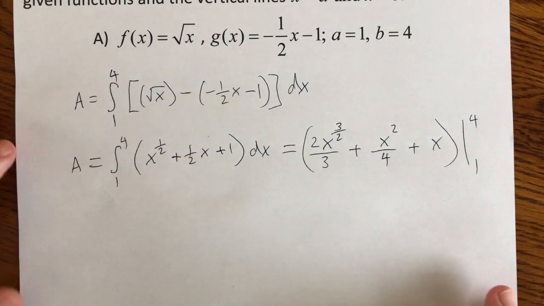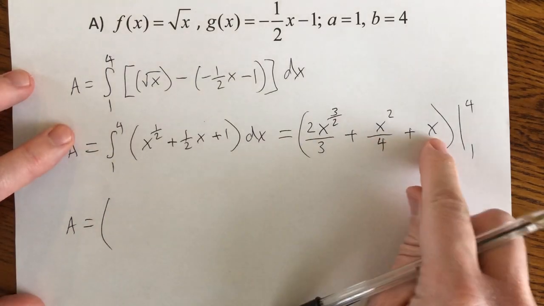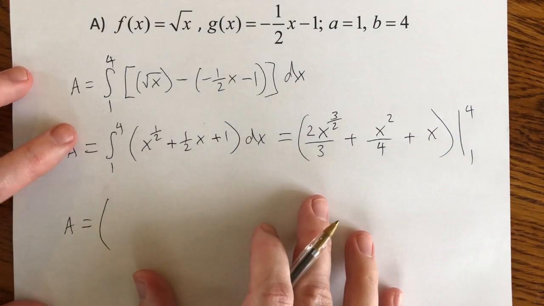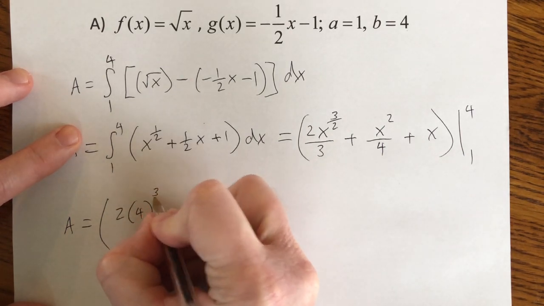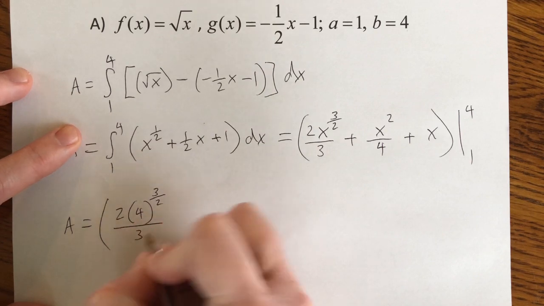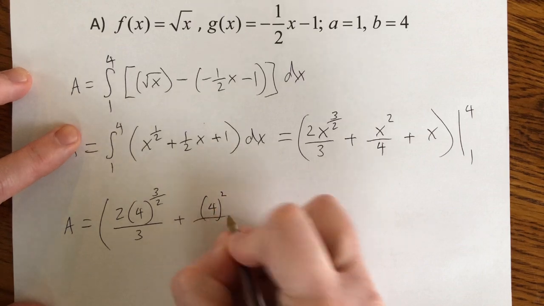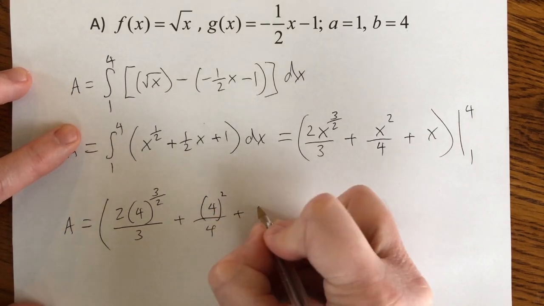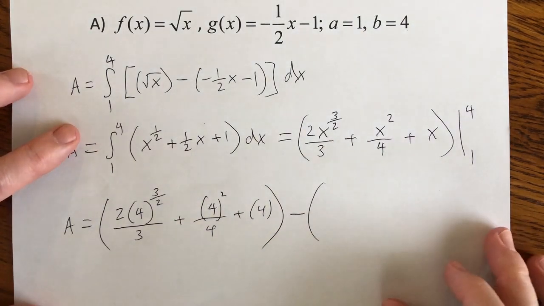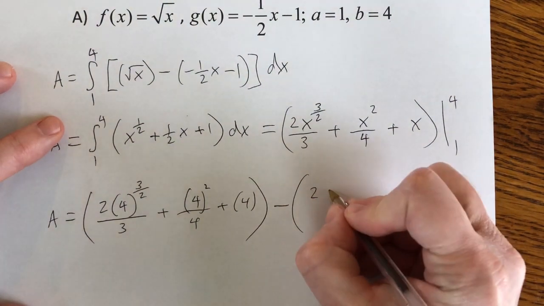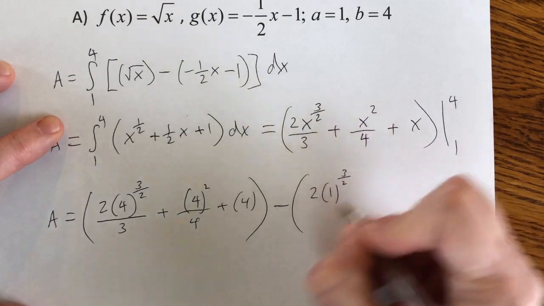So what we have to do now is fill in the numbers. All right, so the first part, upper limit of integration. We get this: 2 times the quantity 4 to the 3/2, all over 3, plus 4 squared over 4, plus 4. There's your upper limit value, minus our lower limit, which is just replacing every x with a 1. All right, let's go ahead and do that.